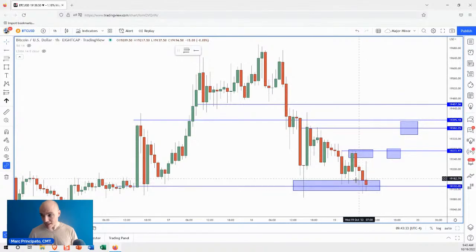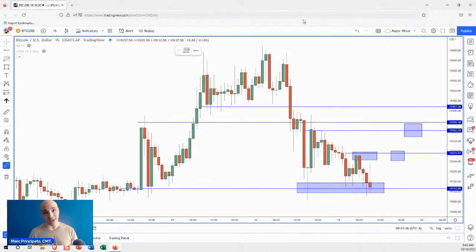Keep your eye on Bitcoin. It's in a long area, but there's no long signal. You have to wait for the signal.